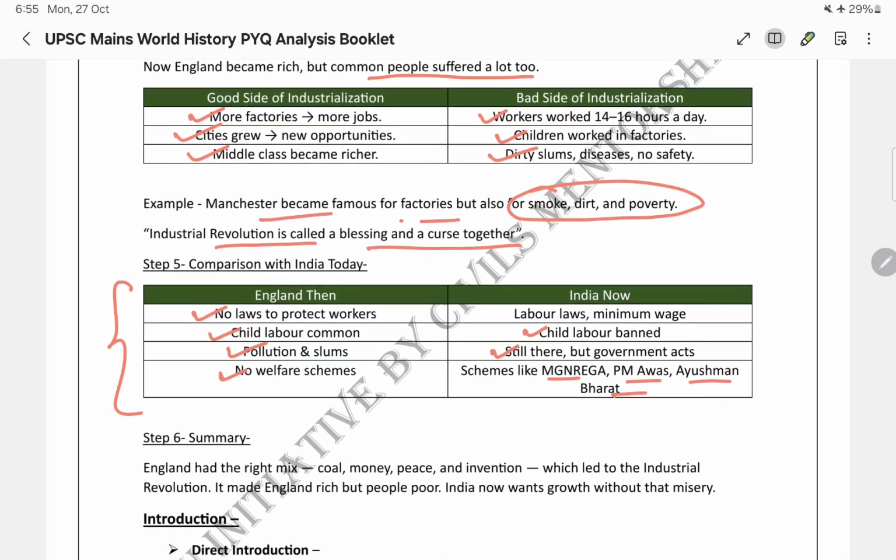Obviously you need to compare, since you will be writing the UPSC exam, right? Over there, you need to show all the positive things. So that's how you need to write your answer.